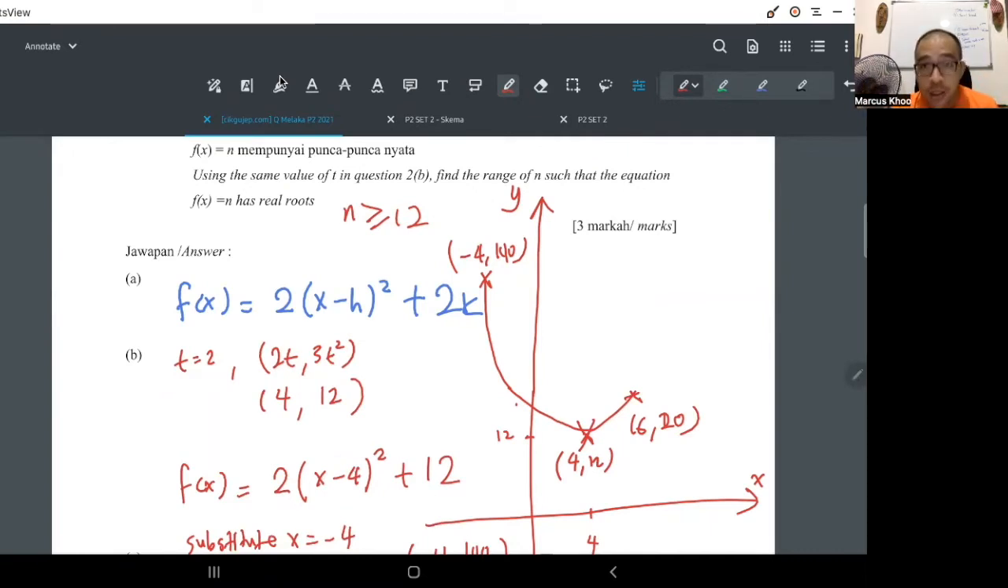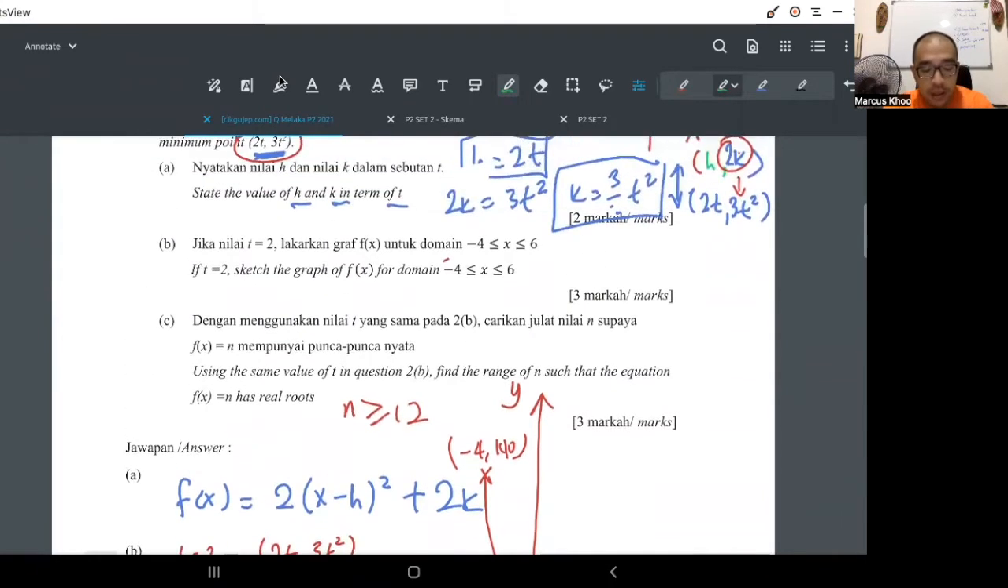A sketch should only show, of course, the minimum or the maximum point, and then two other points. There are many ways to get the other points. I can also find the y-intercept if I want. But what's the point? Because the question already gives us negative 4 to 6. It is better to use those two points, to make our work easier.